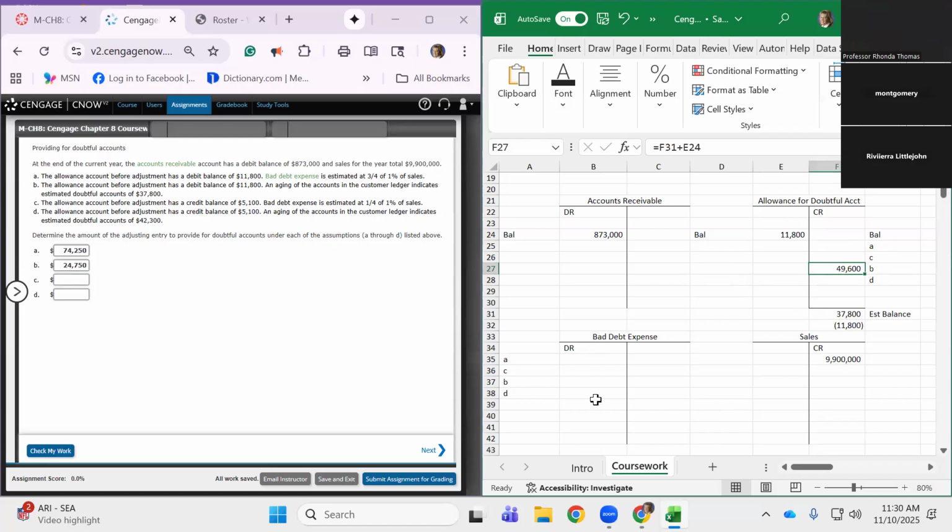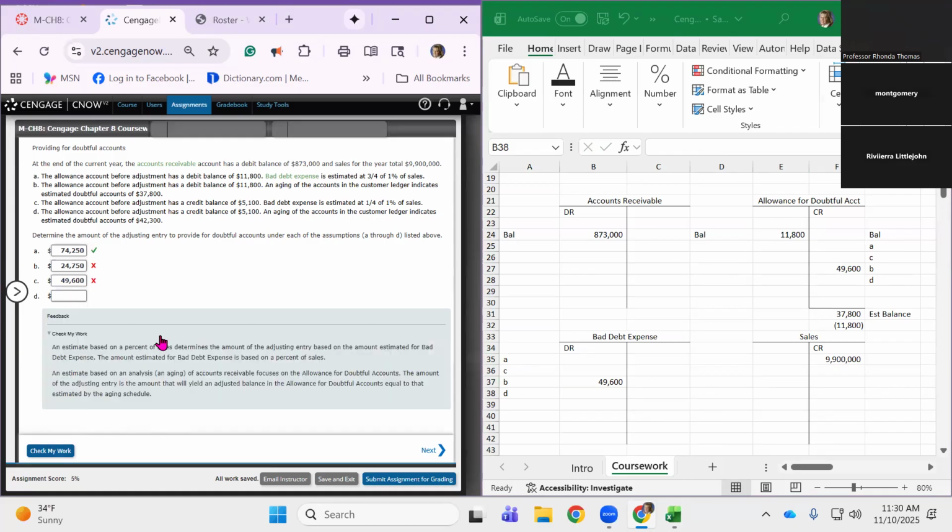When we put this credit in, then we're going to put this debit in here. I'm going to put 49,600, and then we're going to check that it gives us the balance that we expect. What? Uh-oh. I should have checked it. Let's go back and see what we got.